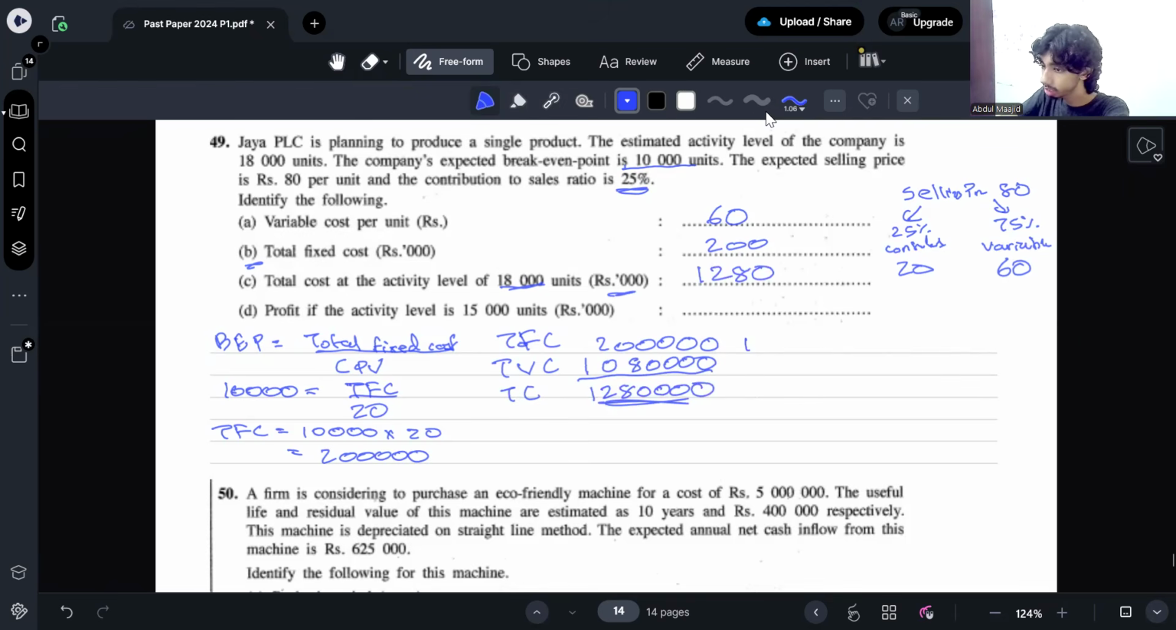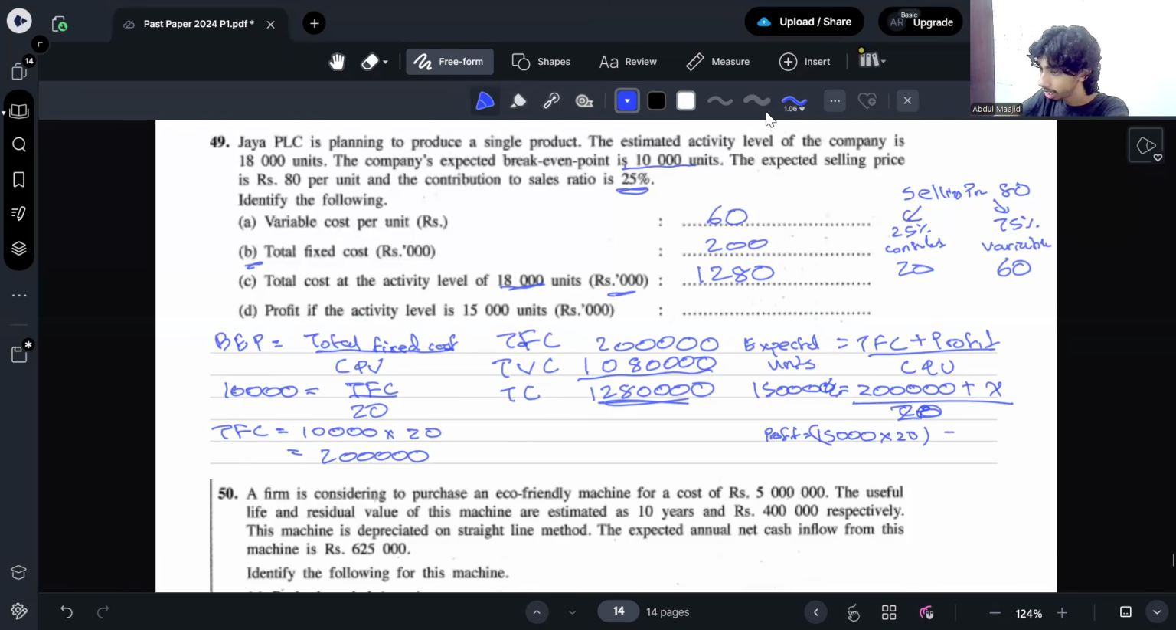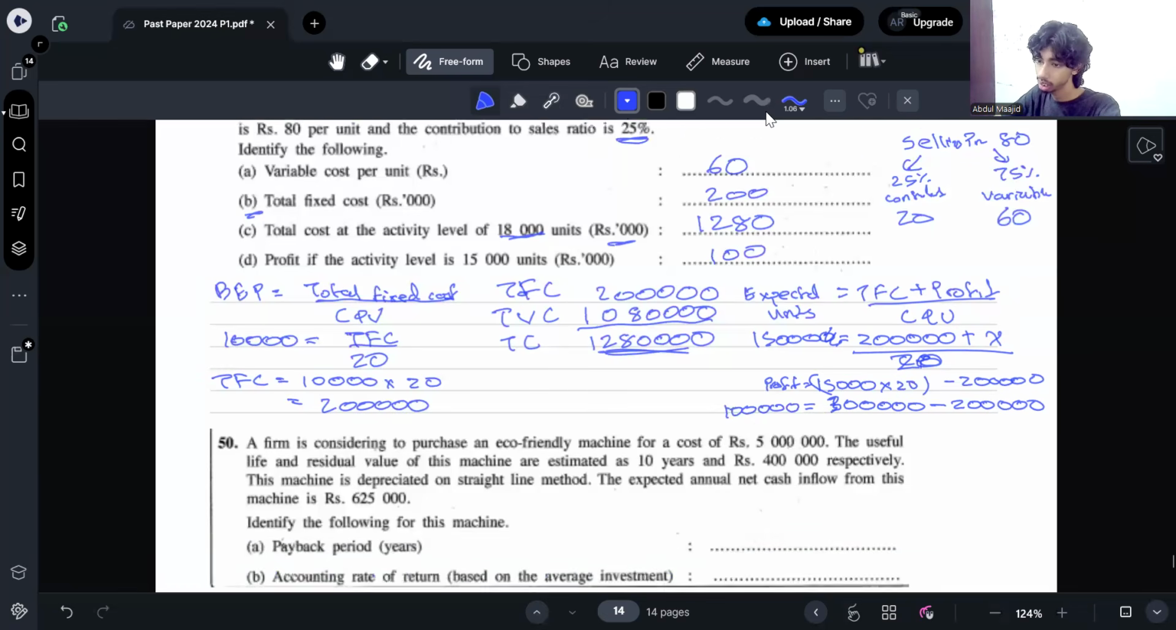Then the profit if the activity level is 15,000 units. To find the profit, you can use this equation. Expected unit equal total fixed cost plus profit divided by contribution per unit. Expected unit 15,000, total fixed cost 200,000, profit we don't know, contribution per unit is 20. Then profit will be equal to 15,000 units into 20 minus 200,000. 15,000 units into 20 is 300,000 minus 200,000 fixed cost. Your profit will be 100,000. Okay. Then the last question.